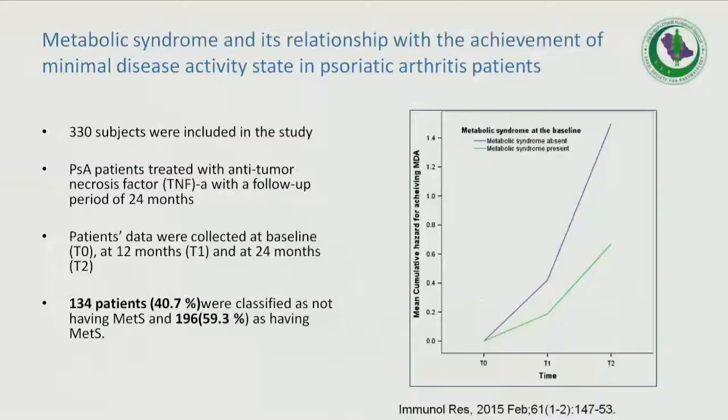So, does metabolic syndrome have an impact on the outcome of the disease? This is what we are interested in. They looked at the association between metabolic syndrome and achieving minimal disease activity. As you can see in the figure, starting from time 0, patients who had metabolic syndrome are less likely to achieve minimal disease activity, while patients with absent metabolic syndrome have a higher likelihood of achieving it. And you will notice that with time, this becomes more and more significant.